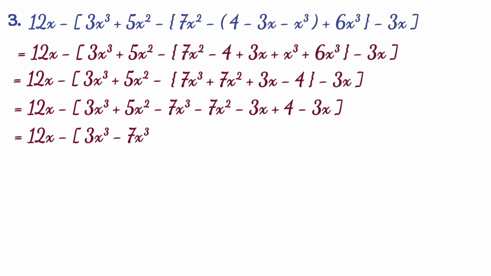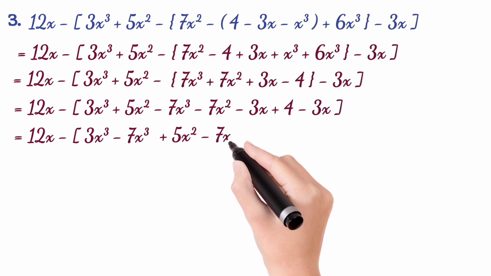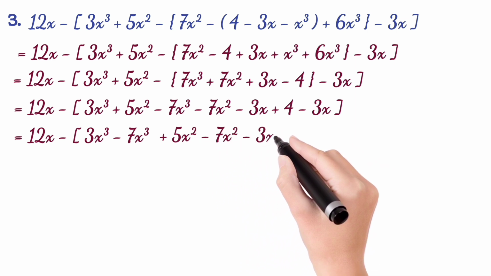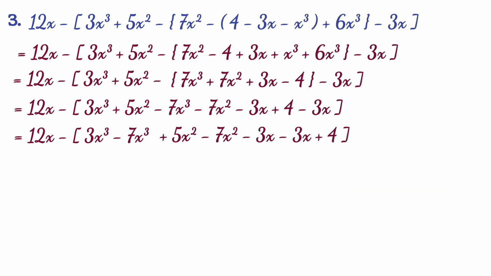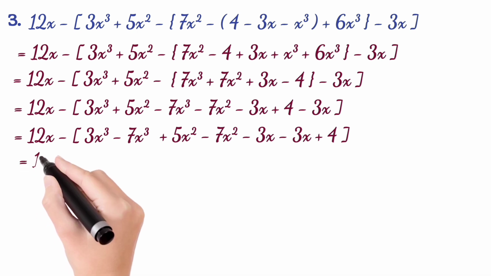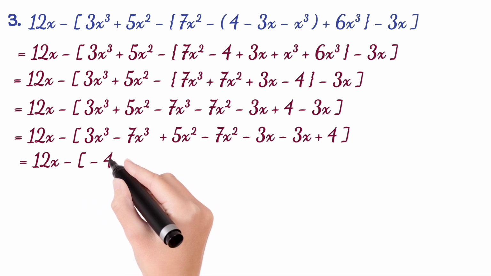So 12x minus third bracket start 3x cube minus 7x cube. So next x square we will write. The positive one is which one? Plus 5x square. Then we will write minus 7x square. Now minus 3x, both are negative, so write together. Last you write plus 4 and third bracket close. Now next step, I am here not separating the constants. You can do it. I'm not doing it because I want to show both methods to you.